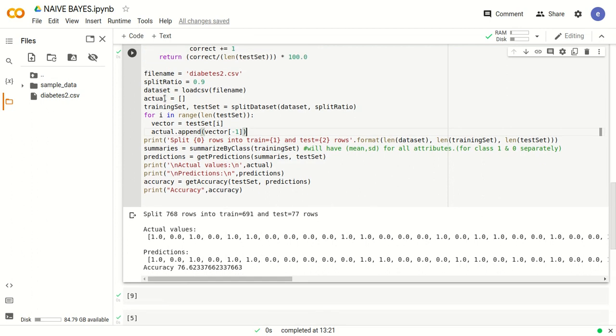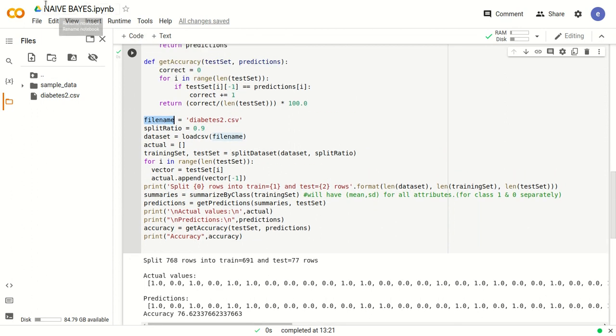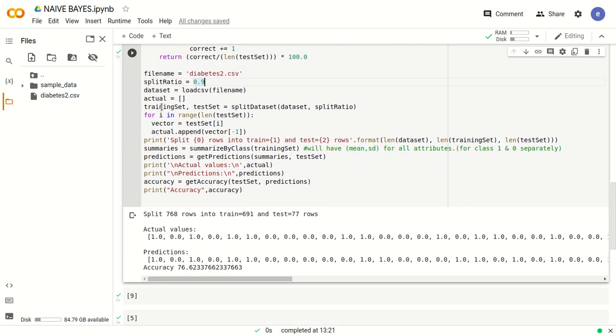We have almost come to the end of the program. Here we are just naming the file, diabetes2.csv. This CSV file will be given to us. While we are using Jupyter notebook, we must make sure that the program, whatever name we give, .ipynb, and diabetes2.csv are stored in the same folder in the computer on which we are executing the program. That is one important thing. The split ratio will be given. It need not always be 0.9, it can even be 0.75, a 75 to 25 ratio.